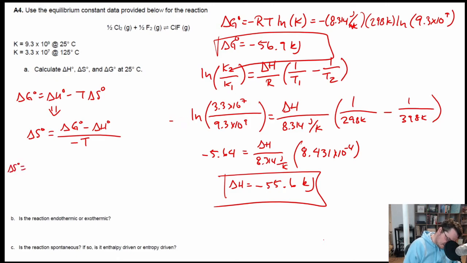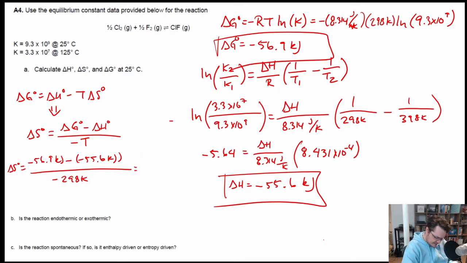So then delta S naught is equal to negative 56.9 kilojoules minus negative 55.6 kilojoules divided by negative 298 Kelvin. So negative 56.9 minus negative 55.6 divided by negative 298 comes out to 0.00436 kilojoules per Kelvin. To put that into something more usable, like joules, all I have to do is multiply that by 1,000. And so what I got is 4.36 joules per Kelvin, which matches pretty closely with what I have right here, 4.049 joules per Kelvin. There's definitely some kind of error in terms of sig figs, and that's probably causing the slight difference.